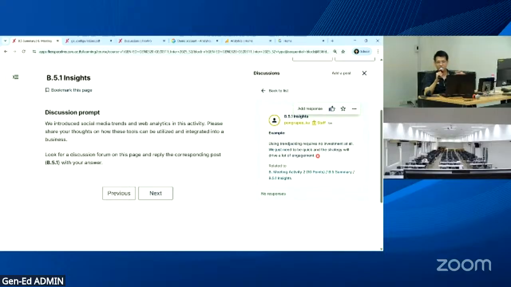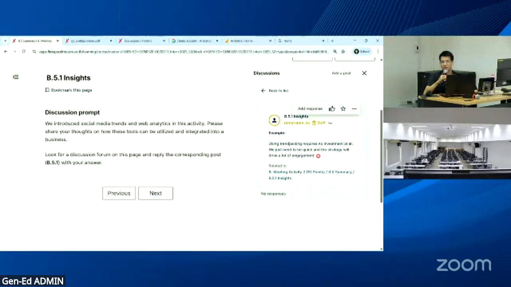Now, how can I utilize the tools to assist my business? I can use trend tracking because it requires no investment at all. You get the information with no costs at all. Now, you know what is trending. Just open the social media platform, see the top hashtag, and you suddenly know what is trending. And you can see the trends at a very specific moment or very specific location on Earth. Now, with no cost at all. And we just need to be quick, and the strategy will drive a lot of engagement.